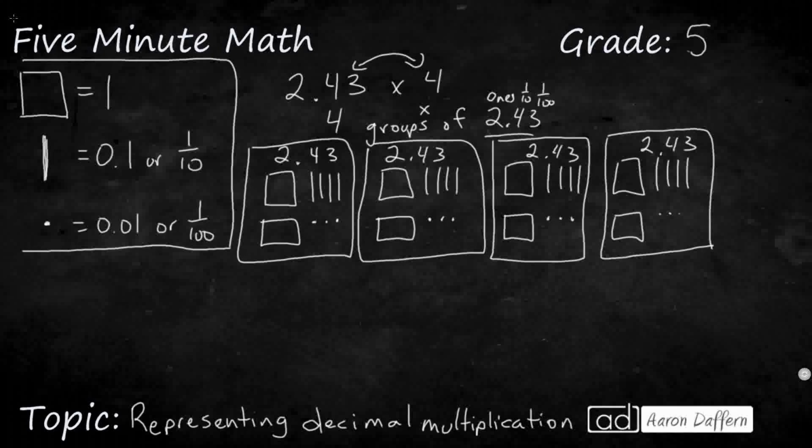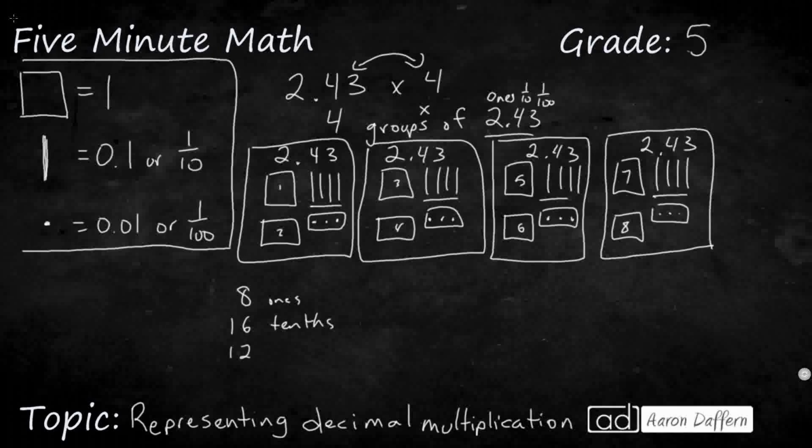Well, let's just add like place values. All right, so I've got 1, 2, 3, 4, 5, 6, 7, 8. All right, so I've got 8 ones. Now, that might not necessarily mean that the answer has an 8 in the ones place, because we might need to regroup, right? So I've got 4, 8, 12, 16. So I've got 16 tenths. And then on my hundredths, 3, 6, 9, 12. All right, so I've got 12 hundredths.